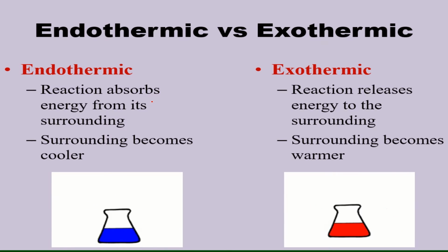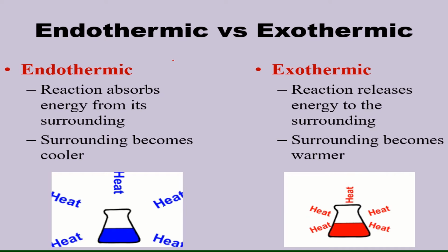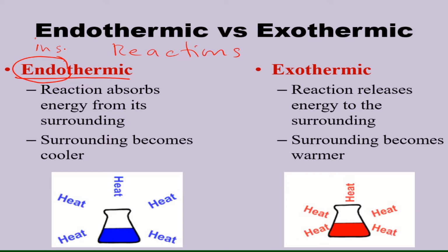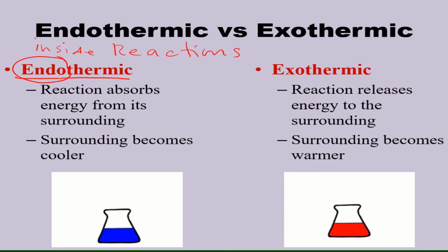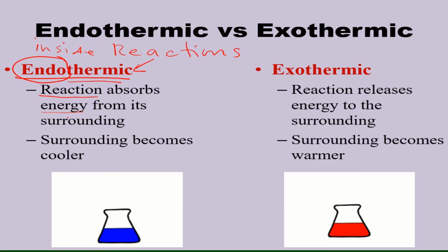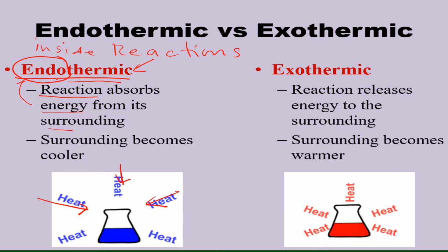So let us explain and identify what an endothermic and an exothermic reaction are. We call them both types of reactions. Endothermic comes from the word endo, which means inside, and thermic refers to heat. A reaction that absorbs energy from its surroundings is called endothermic. You see here, the heat is being absorbed by this liquid. So when it absorbs energy, it's called endothermic.